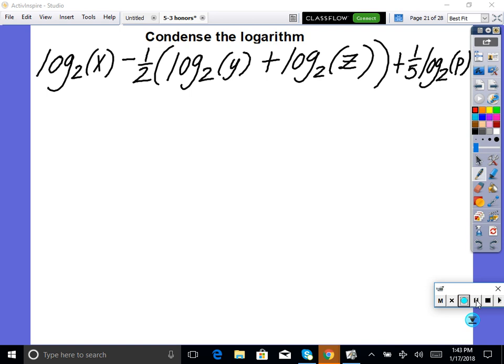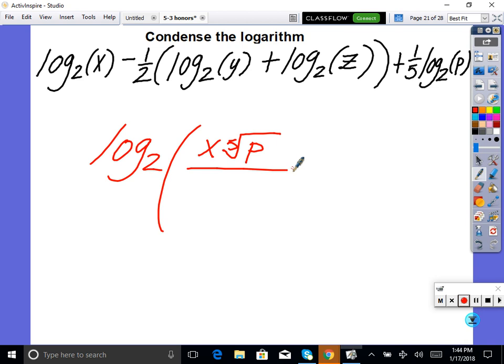So if you were able to just write the answer, you'd say, okay, log base 2, everything that's positive is going to be on top. You'll have an x, you'll have a fifth root of p, then on the bottom, all of that's the square root, so we have the square root of yz. Nice!